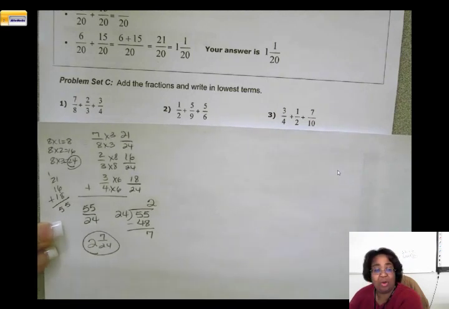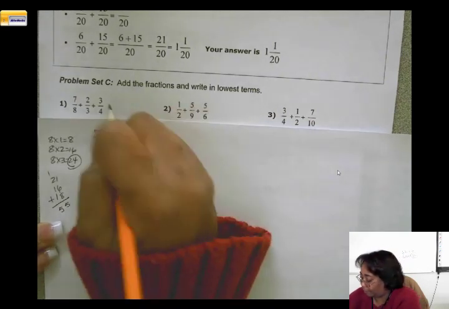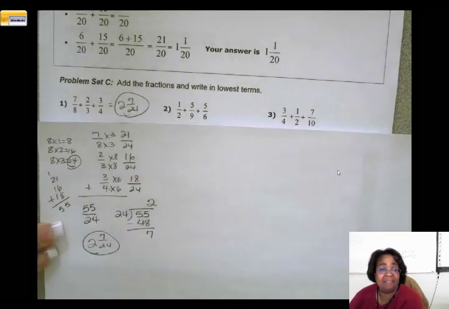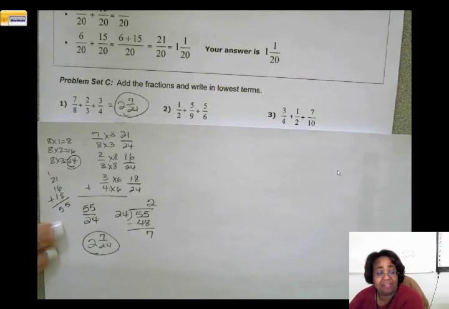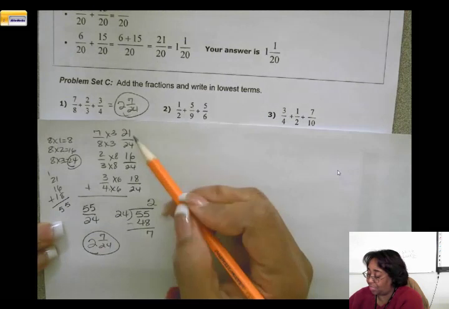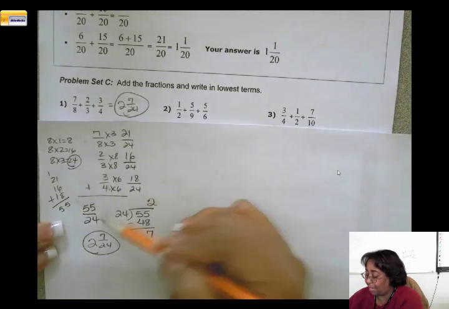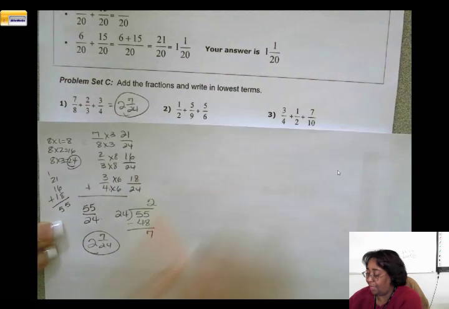So that was quite a bit of work, because I did not have the same denominator. When you don't have the same denominator, you have to find the LCD. You have to raise every fraction to that LCD. Then you can write down the denominator and add the numerators. And you need to simplify and reduce your answer. Okay? So that's how we did number 1.